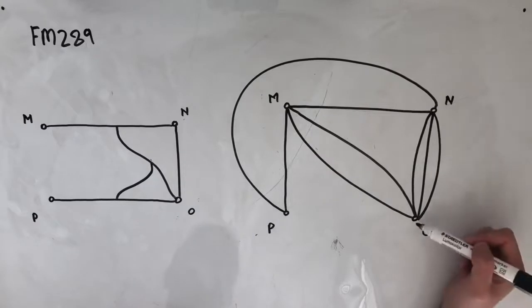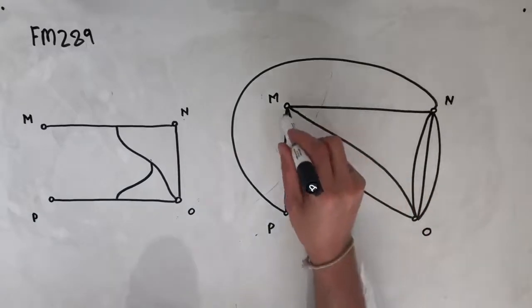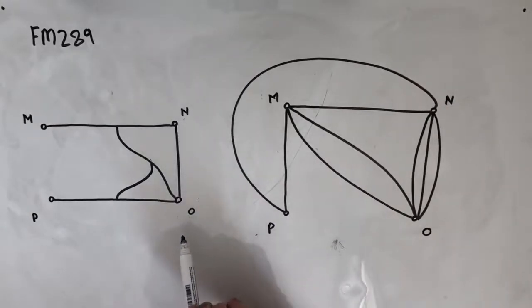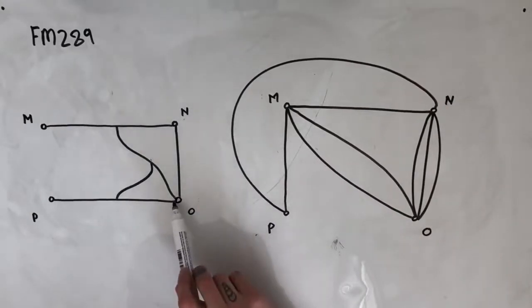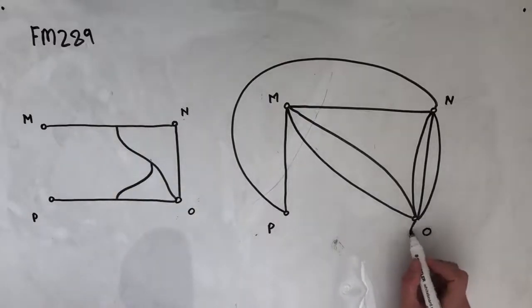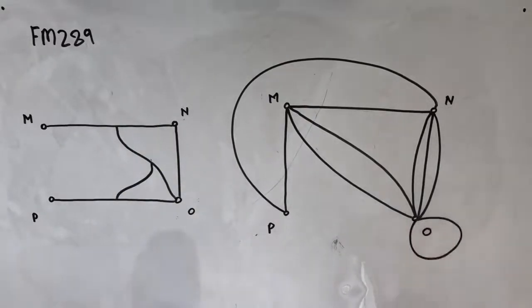Now moving on to O. Once again, we don't have to look at vertices M and N because they've already been taken care of. Are there any connections that lead from O to O? And we could take a trail that looks like that. So we've got a loop that happens here.